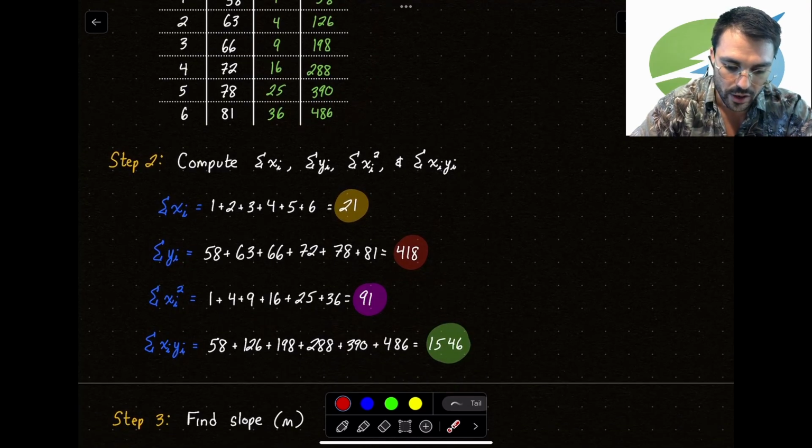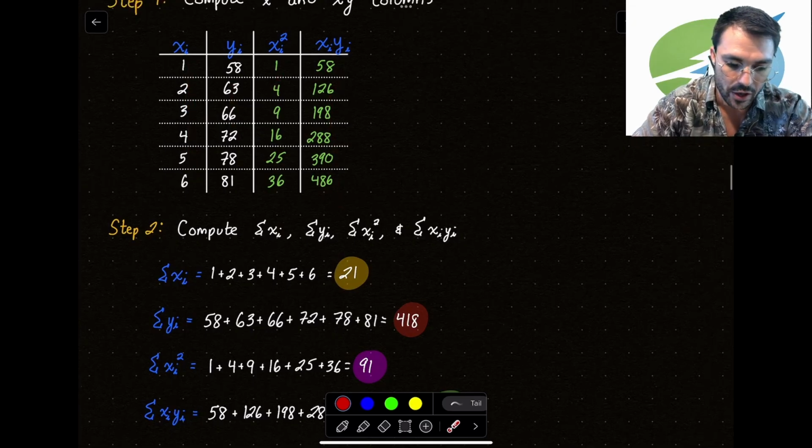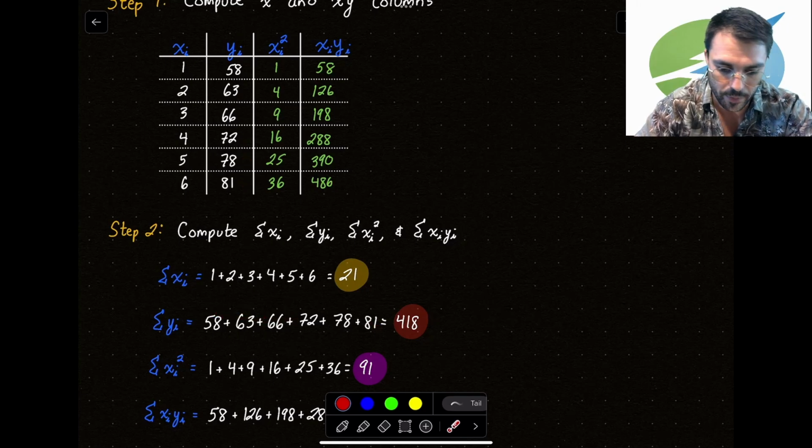Step two is we compute the summation of all four of our columns now. Okay, so the first column is the summation of x sub i, which means the sum of all the values in our x sub i column, which is simply 1 plus 2 plus 3 plus 4 plus 5 plus 6, 21. The second one, summation of y sub i, is the sum of all the y values in our second column. 58 plus 63 plus 66 plus 72 plus 78 plus 81 equals 418.